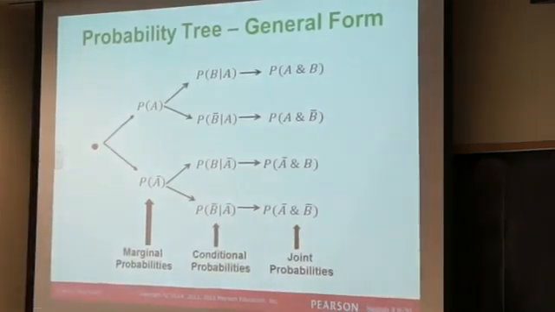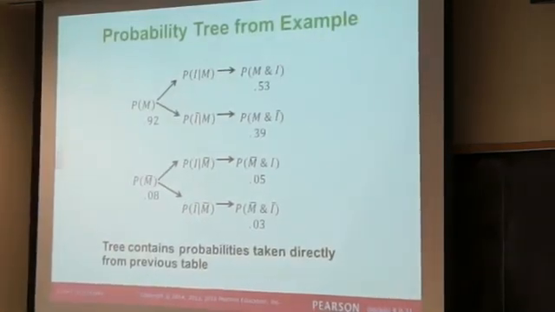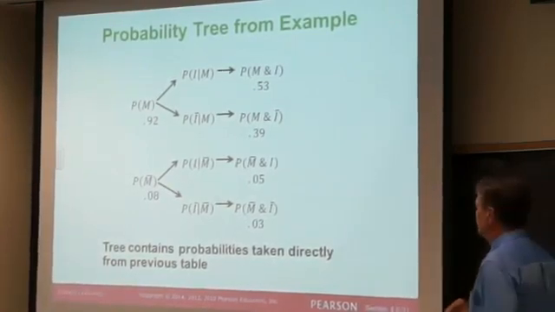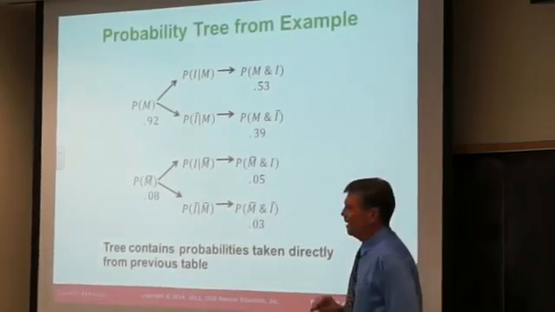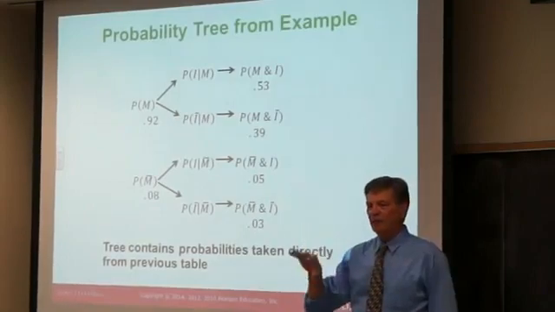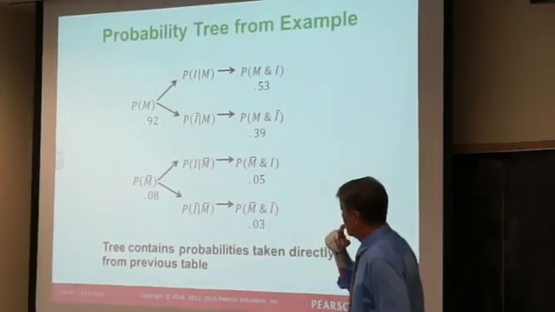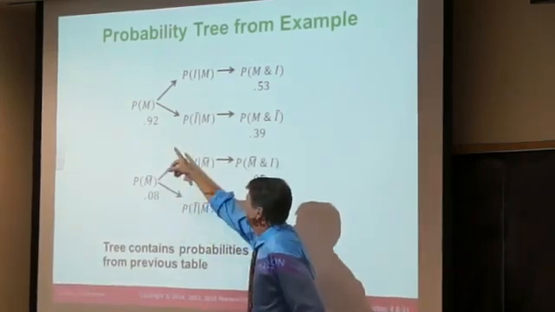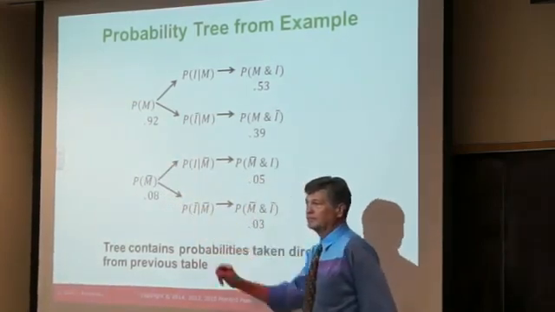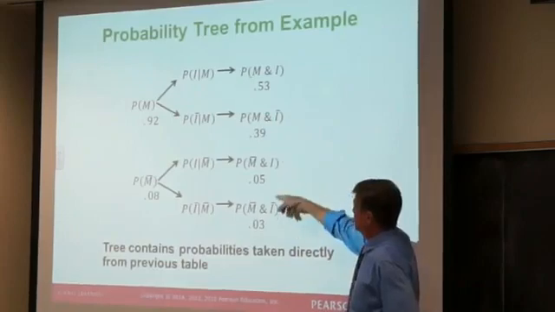Let's do an example. If you went back to the contingency table we just looked at and mapped every probability there onto this tree, this is what you'd have. You'd have your marginals, P of M and P of M bar, and you'd have all your joint probabilities over here.